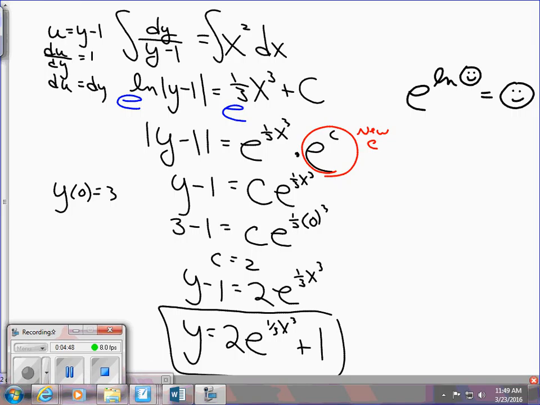Separate and integrate. That's not the worst thing, right? Oh, good.